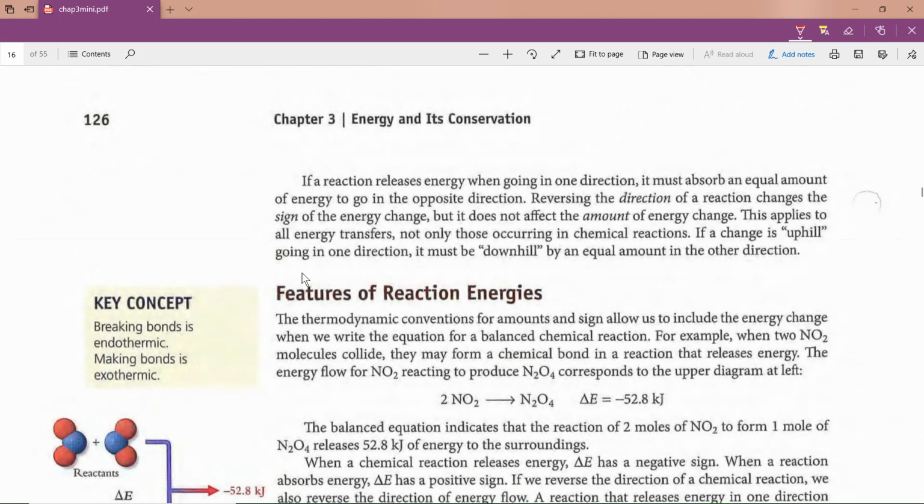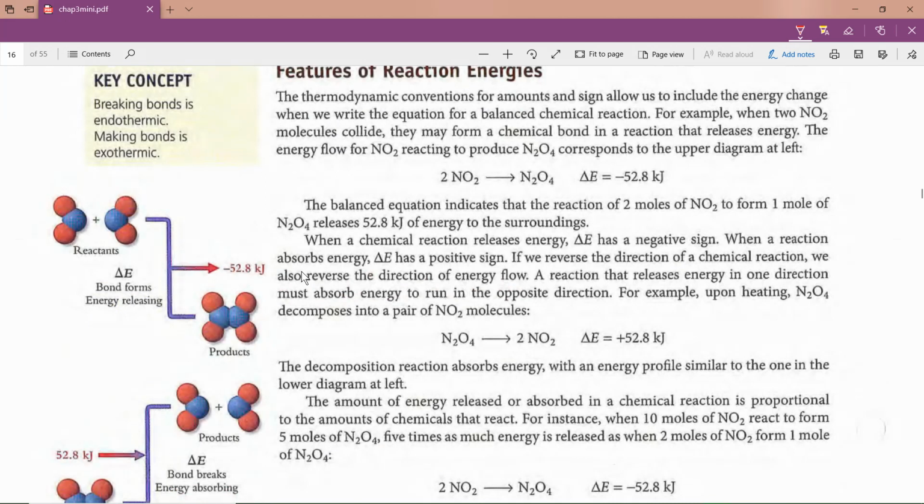I see here I have 2NO2 goes to N2O4. That is forming N2O4, and in this example, all things said and done, delta E is negative 52.8. We say this is the equation as written, going from left to right. If I go from right to left, N2O4 goes to 2NO2, then I get positive 52.8 kilojoules. So if you write the equation in the opposite direction, you just change the sign.